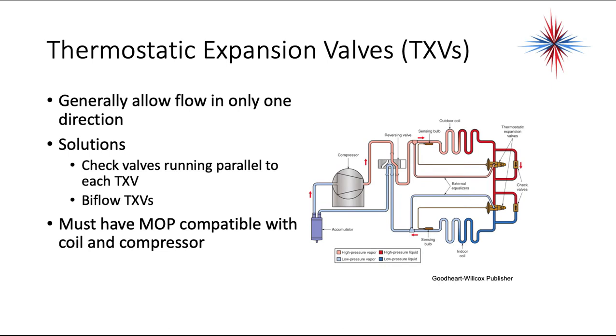TXVs, thermostatic expansion valves, generally allow flow in only one direction. If you have issues with the TXV, check the valves running parallel to each TXV. And you can have biflow TXVs. They must have MOP compatible with the coil and compressors.